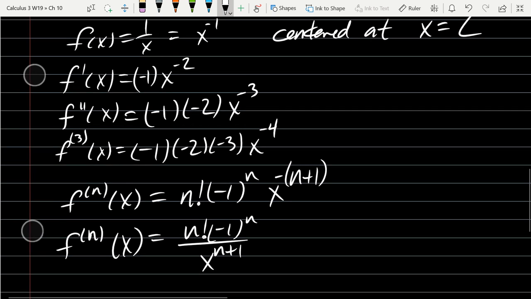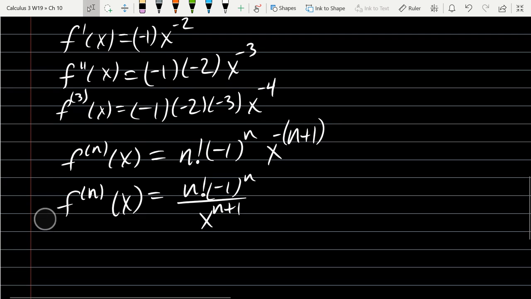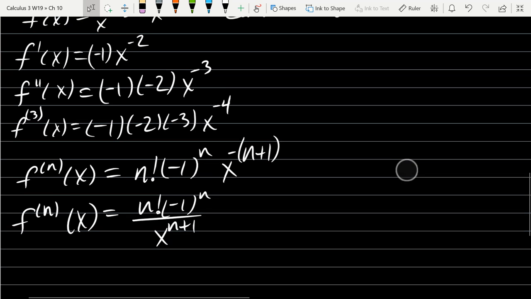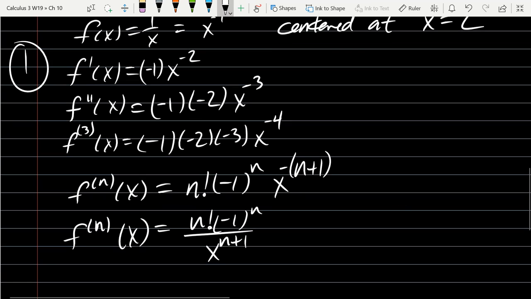So any questions on getting this pattern down right here? So the next thing we're going to do is plug in 2. So this is all step 1 in that procedure.